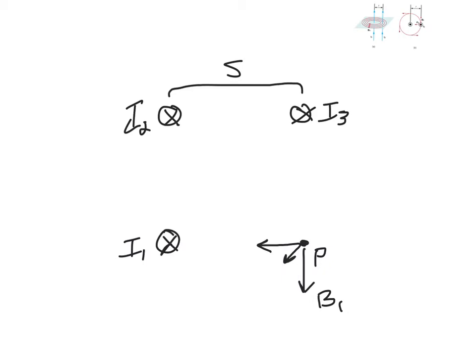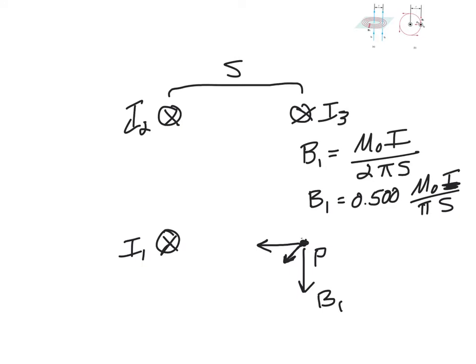If you get confused about how to get the field due to a wire, like in this situation, just draw a line from the wire to the point, and the field has to be perpendicular to that, right? Because it's a circle, that's a radius line. And so the field would have to be perpendicular to that.